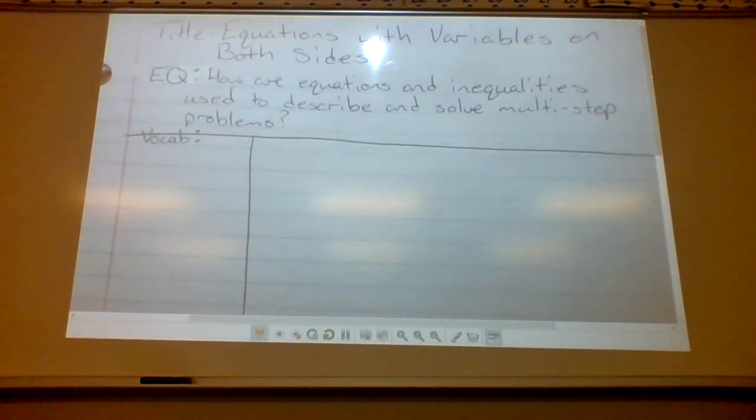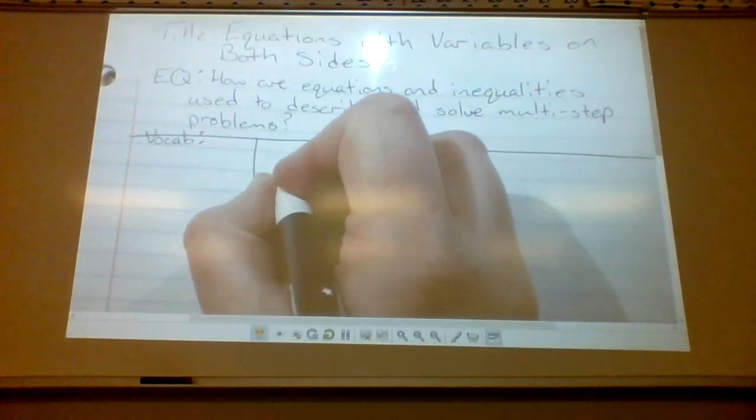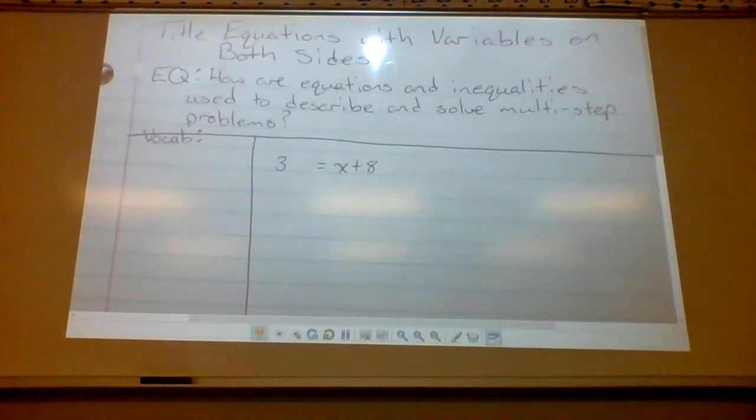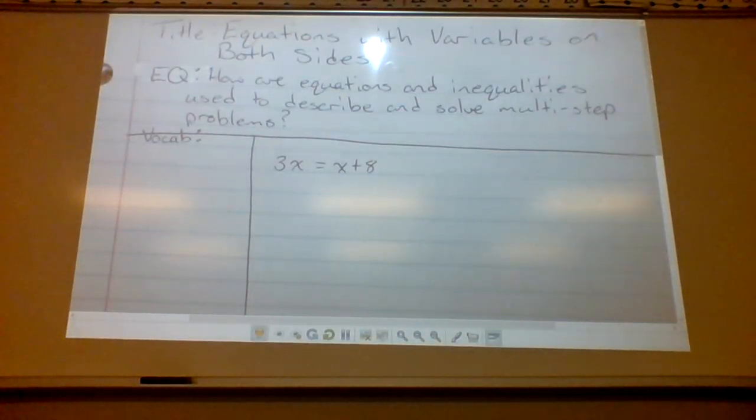So, here's how we're going to solve it. For example, you guys have been doing problems like x plus 8 equals 3. You've even done 2x plus 8 equals 3. Well, now we're going to put 3x equals x plus 8. What's the biggest difference between this and what we've done in the past? Variables on both sides.